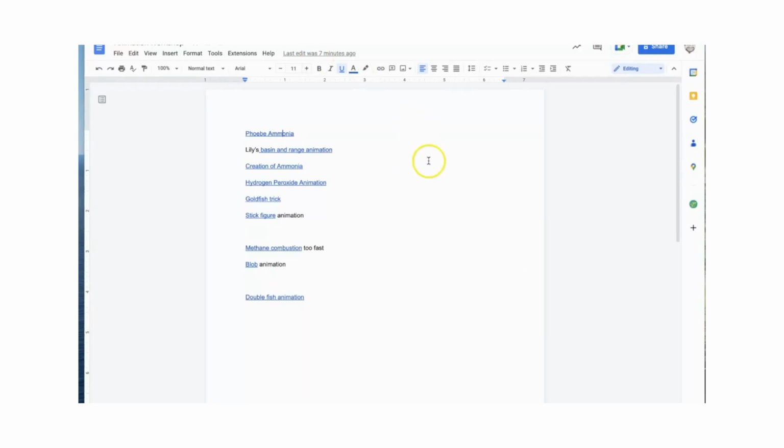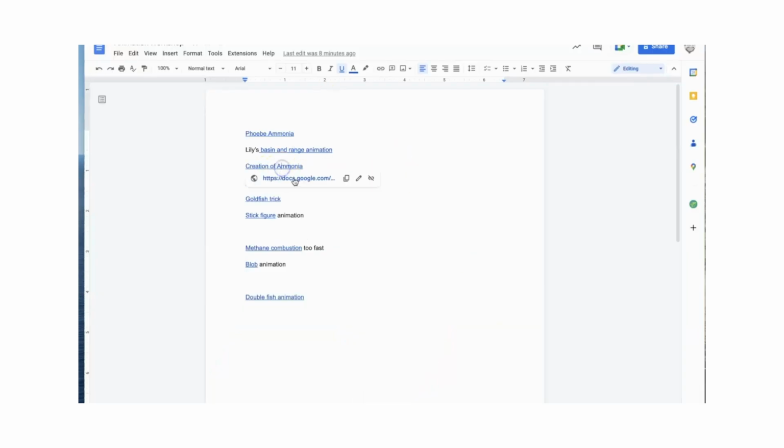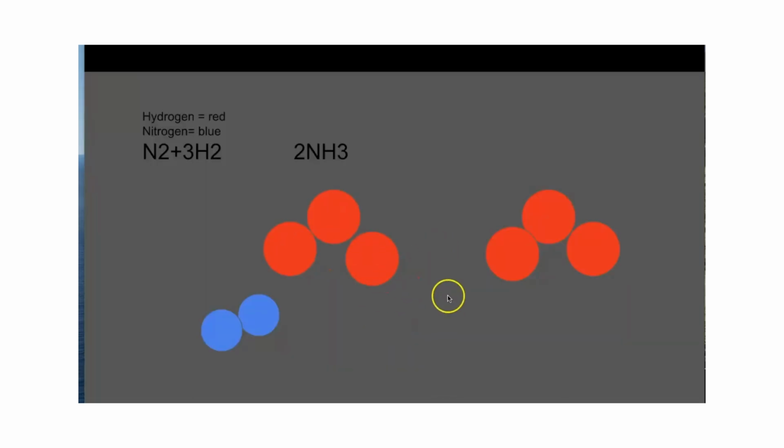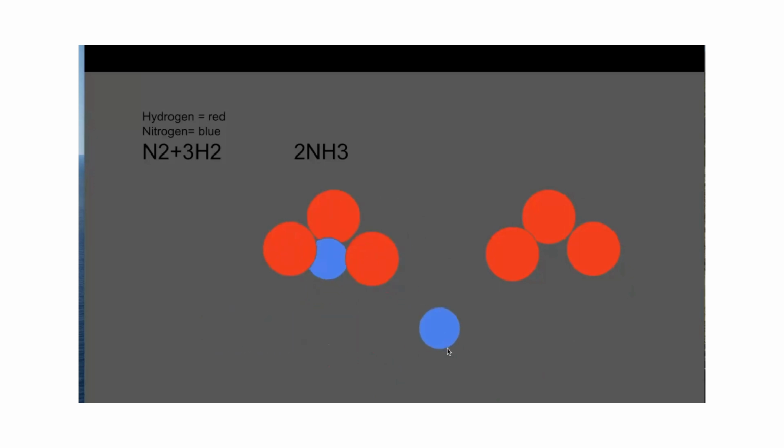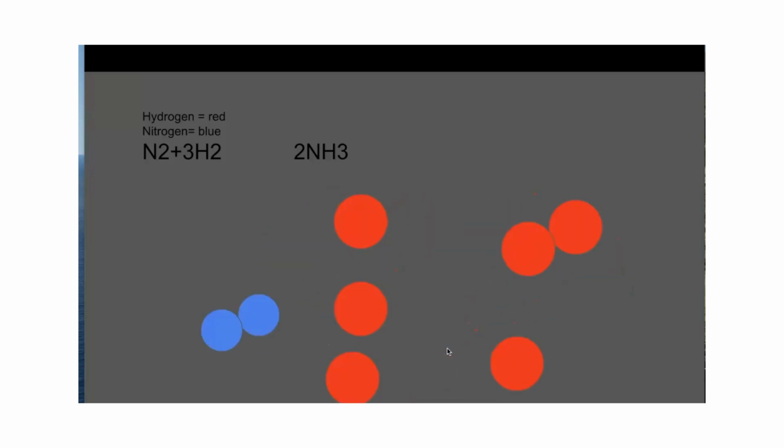Now, let me show you another animation. We were studying plate tectonics, and this is Lily's animation of the type of faulting that leads to a basin and range topography. Horst-and-graben faulting. And here's another student animation about the creation of ammonia, nitrogen and hydrogen gas becoming ammonia.